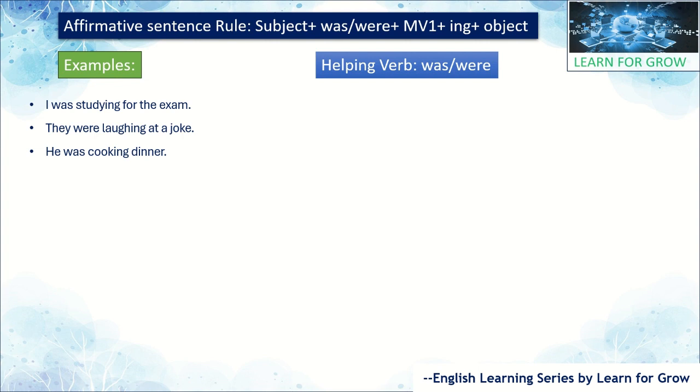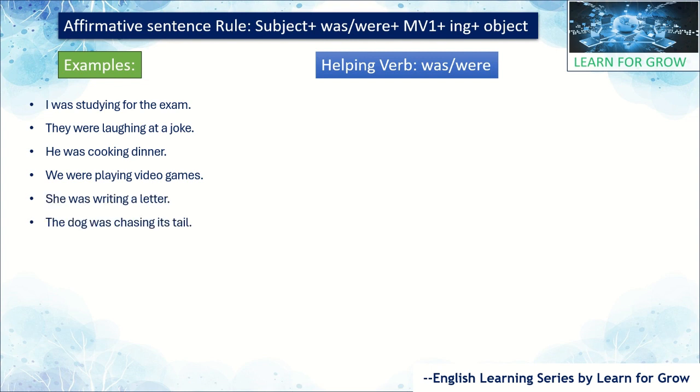Here, see, I will read the examples, okay? Just have a look here. He was cooking a dinner. Here also he is a subject, was is a helping verb, cook is the main verb form 1 with ing, and dinner is the object. Like that. We were playing a video game. She was writing a letter. The dog was chasing its tail.